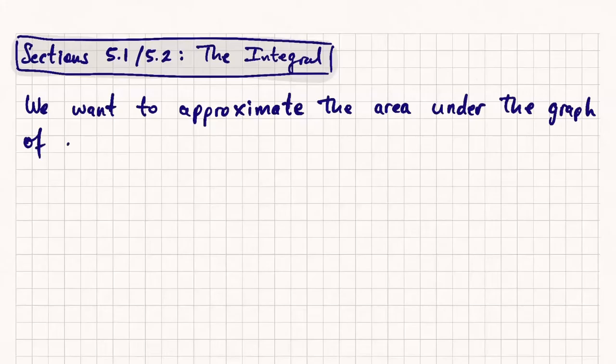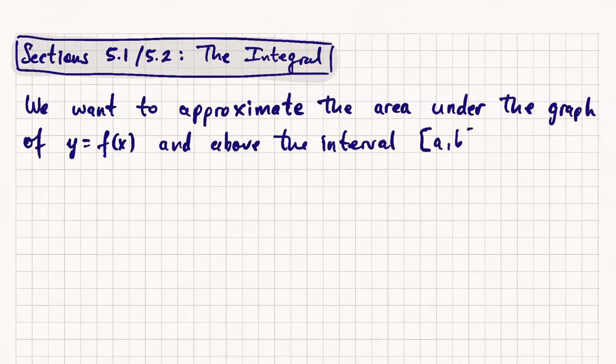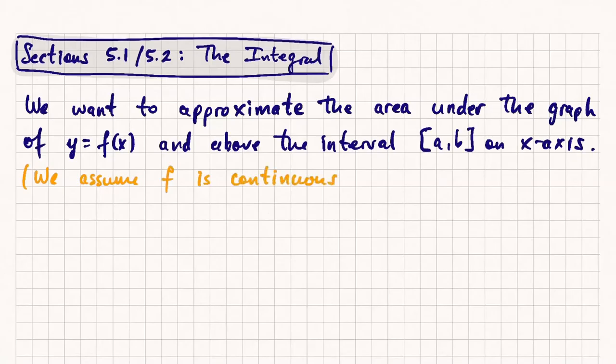Okay, so we want to approximate the area under the graph of y equals f of x and above the interval AB on the x-axis. So for technical reasons, for now we're going to assume that the function is continuous and non-negative. So we assume f is continuous and non-negative. We'll talk about later what we do if the function is either not continuous or has some negative values.